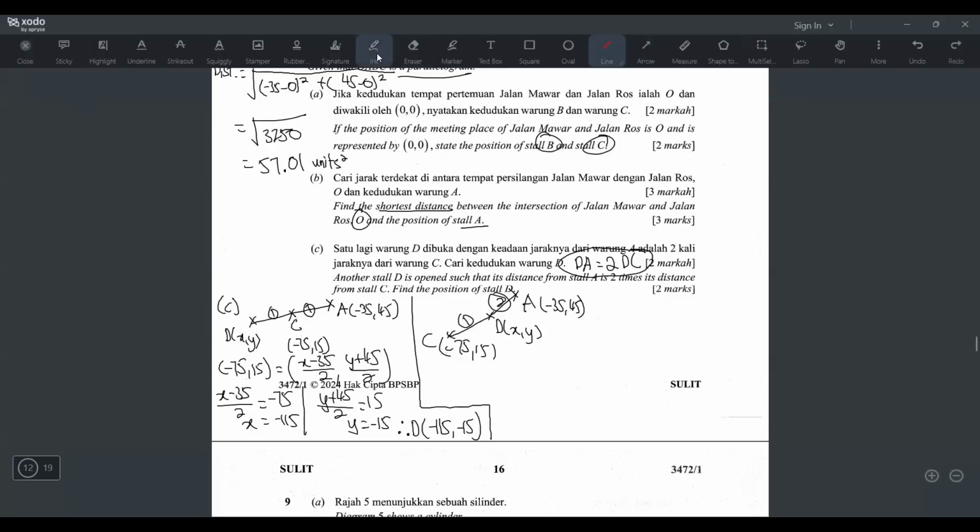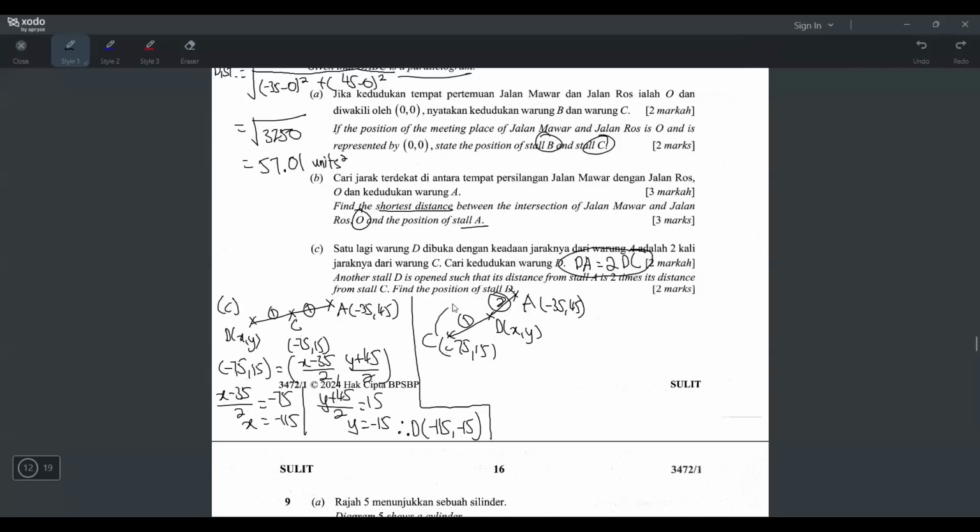Okay, so the other possibility is like this, right? So how to do it if it's this case? If it's this case, don't use the midpoint formula. You can only use the midpoint formula when the ratio is 1 to 1. This one is 1 to 2, so you have to use the point C formula. And the point C formula works like this.